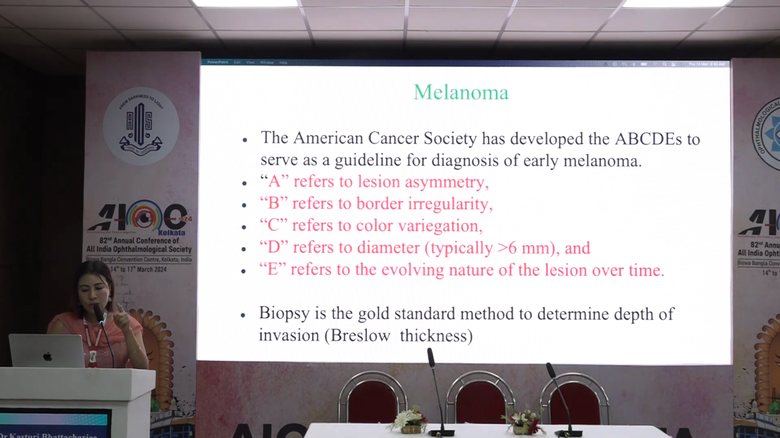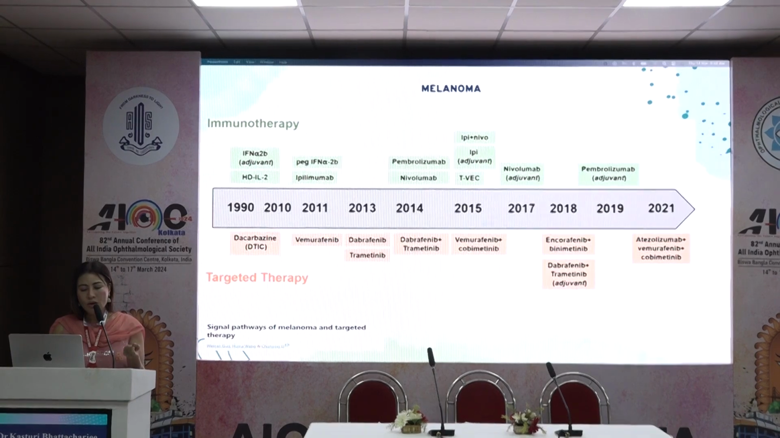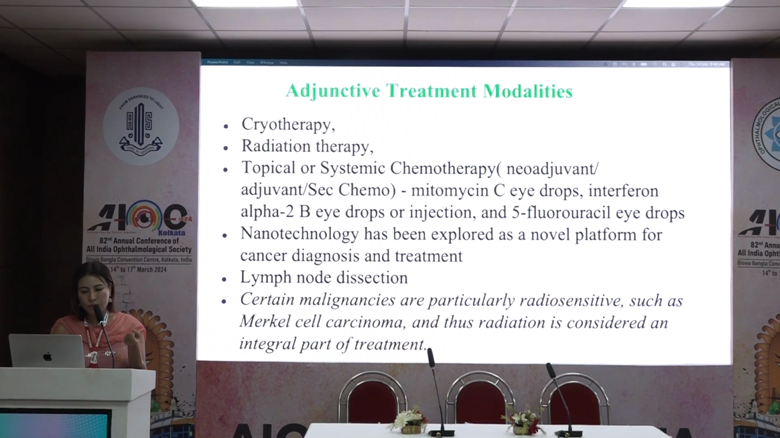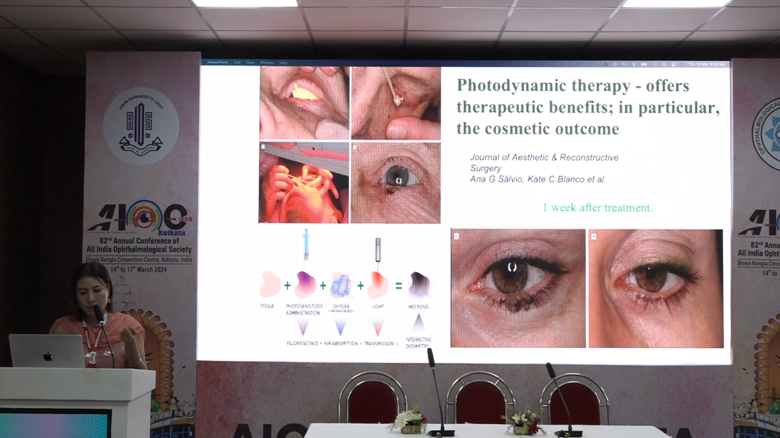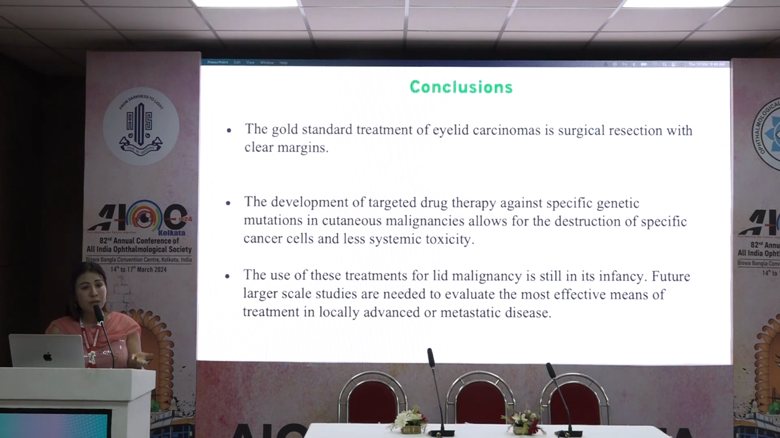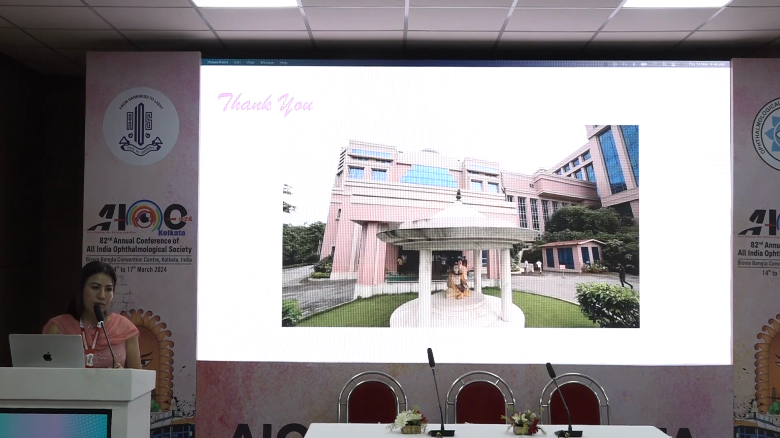So with this, I would like to conclude. For the students, I think you're taking a screenshot, take this: the American Cancer Society takes this ABCDE as a very good guideline for the diagnosis of early melanoma, and these are all the immunotherapies for melanoma, and these are the adjunctive therapies. And now we also need some amount of cosmetic correction, where we go for photodynamic therapy or IPL in many of the late surgeries, but the gold standard today is still surgical resection with a clear margin. Thank you very much.